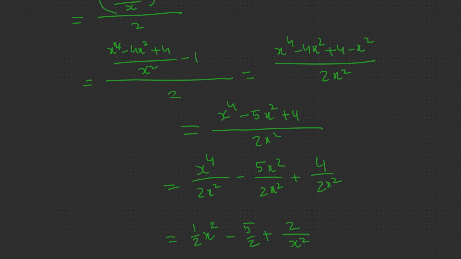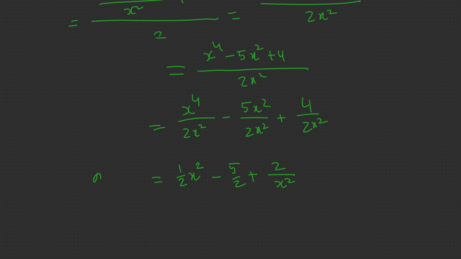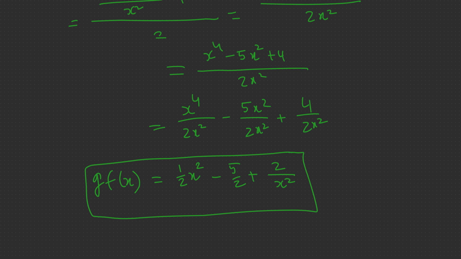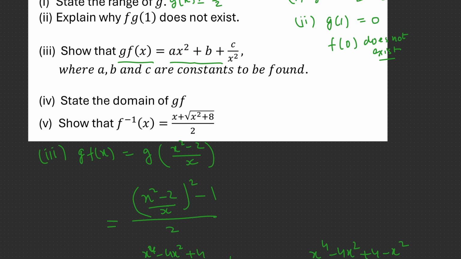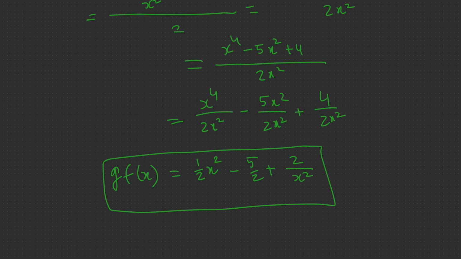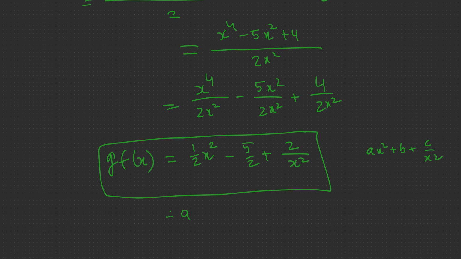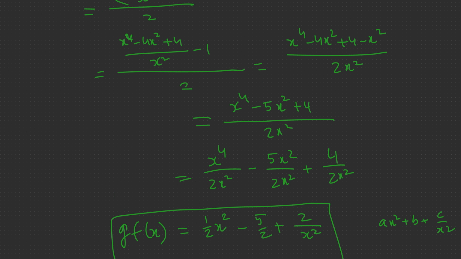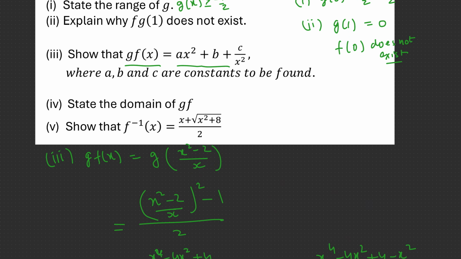And you see, this is g of f(x), and this is of the format ax squared plus b plus c over x squared. It's in this format. So hence we can say a is half, b equals minus 5 over 2, and c is equal to 2. So that is part 3 done.